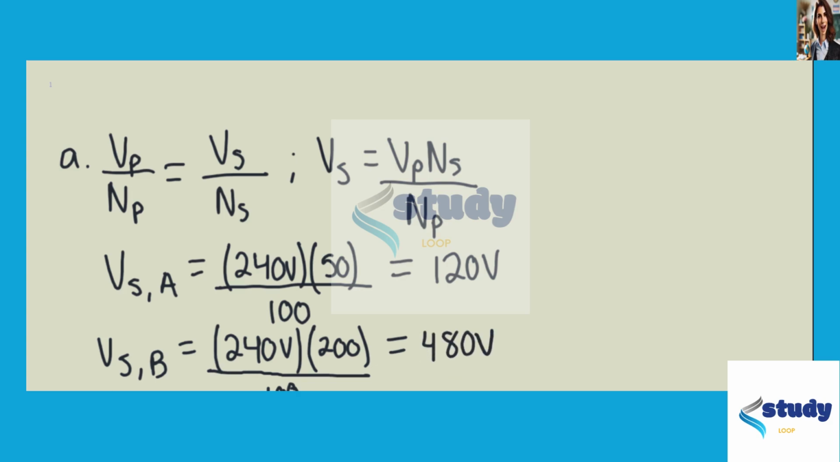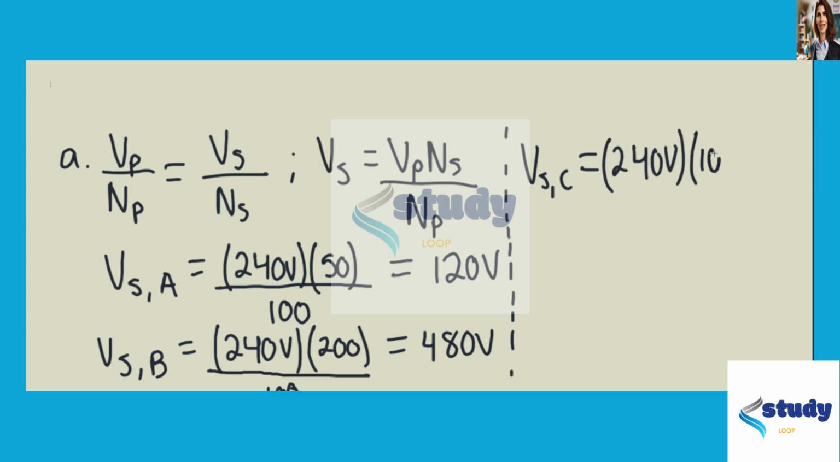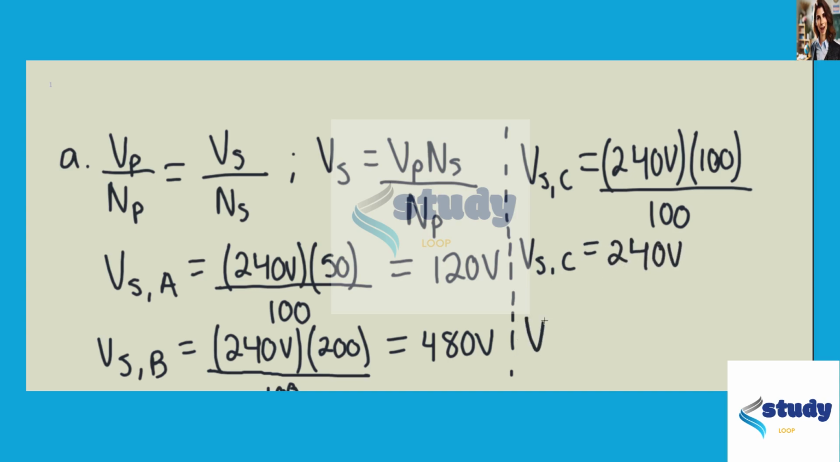And then for the last one, case C, we have the secondary voltage in C. This would be equaling 240 volts times 100 turns divided by 100 turns. And so the secondary voltage for case C would be equaling 240 volts, and we can rank them. So V sub S B is greater than V sub S C, which is greater than V sub S A. This would be our answer for part A.